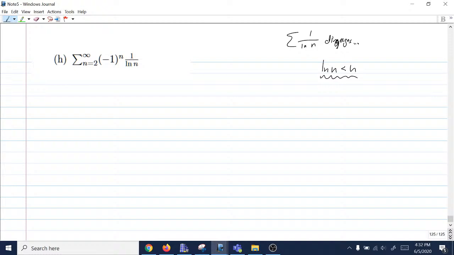I guess I want to show that log n is less than n. If I needed to show that, then I'd be trying to show that log n over n is less than 1, and I can do that with L'Hopital's rule, because the limit of the left-hand side is 0.